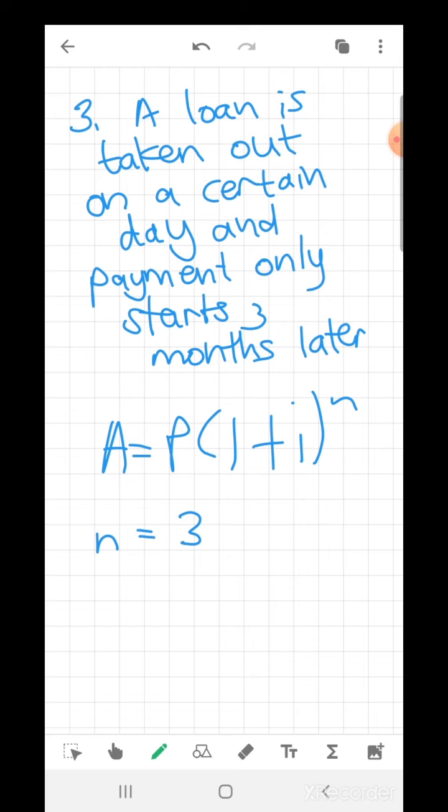So when you get situations like this, just be careful. If payment is only starting a certain number of months later, remember to subtract the month that they don't pay for. So over here you would say 3 minus 1. That will give you 2 months missed, so n will be equal to 2. That was the third situation.